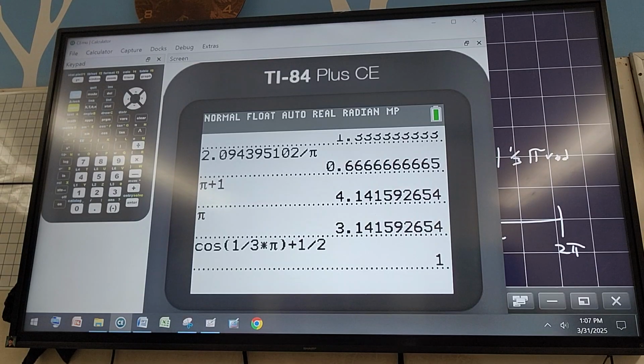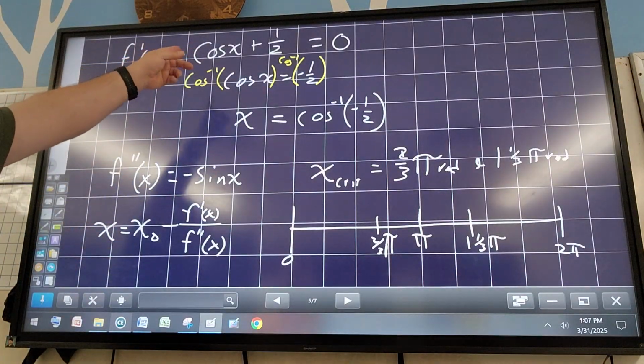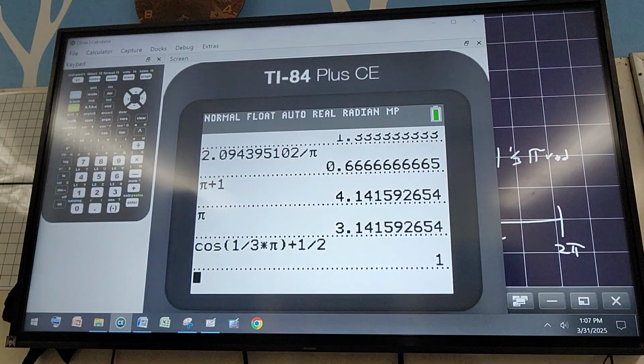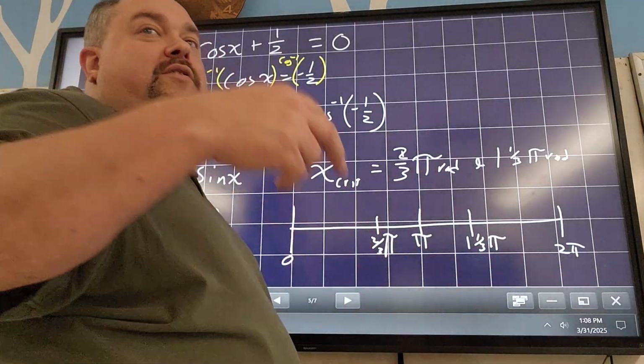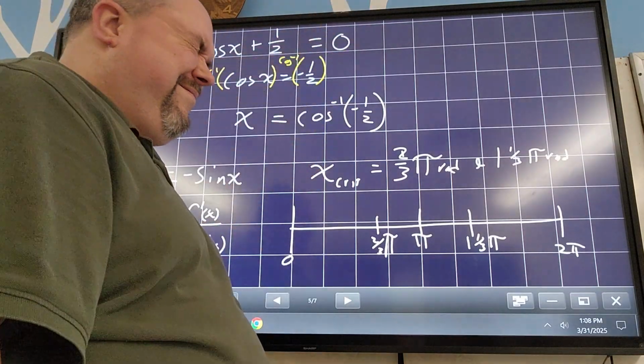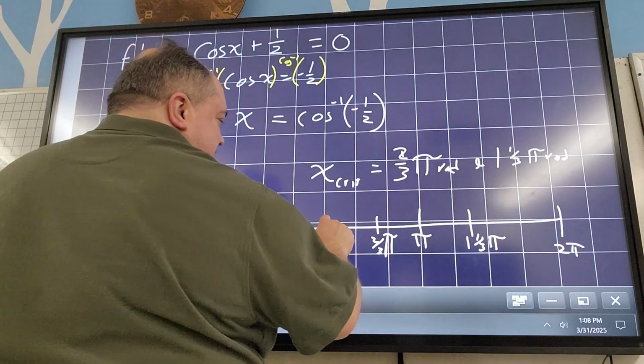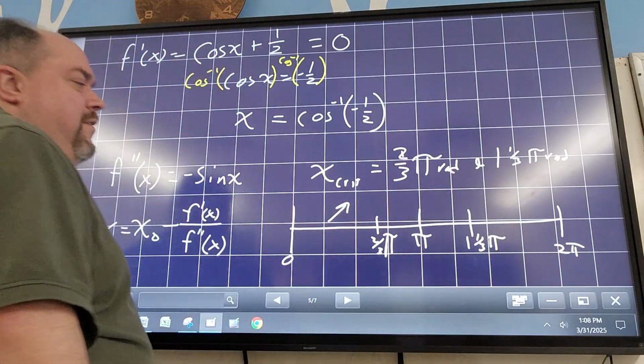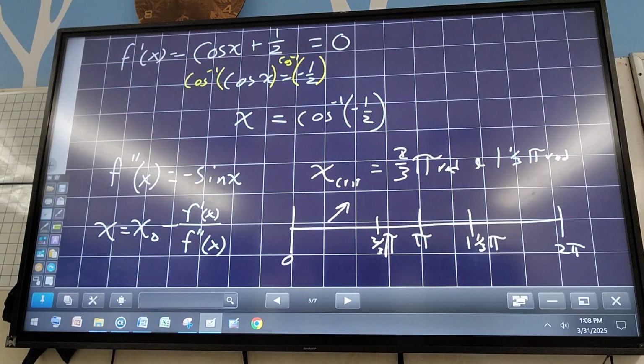Wait, why'd you add a half? Because that's what our derivative is, cosine x plus 1/2. Oh, okay. What are the chances it was an exact number? Anyway, what's the importance of this one? What does it tell us? It tells us it's positive. Positive what? Positive slope. Yes, which means the function is going up, ascending, increasing.